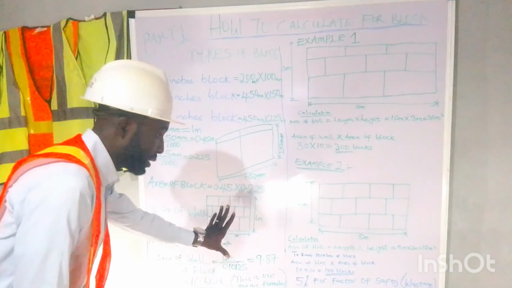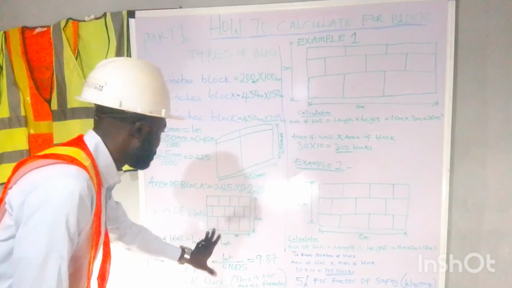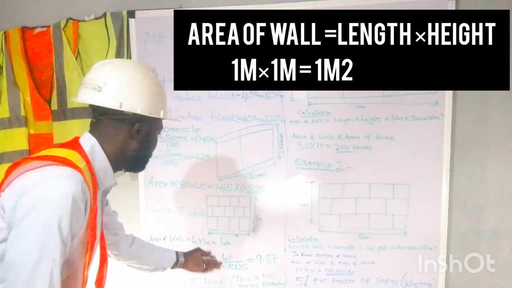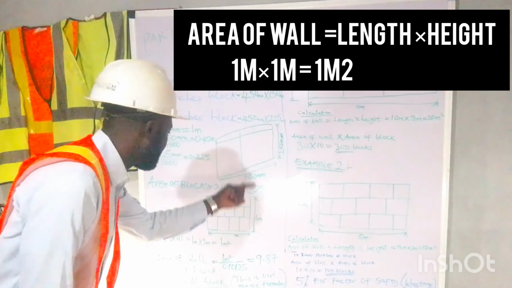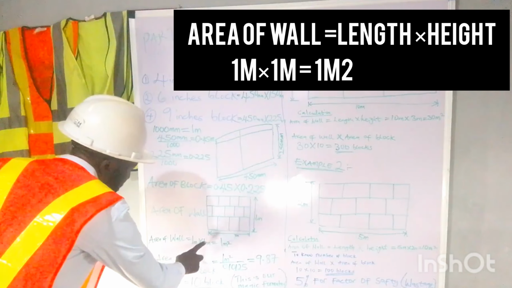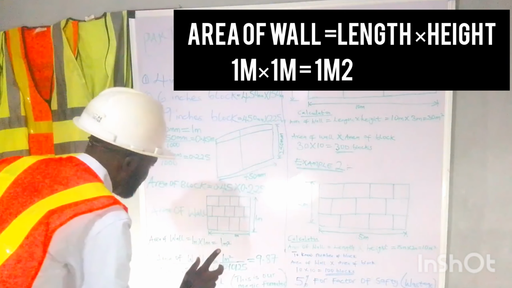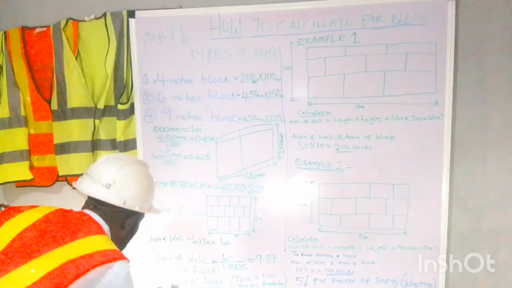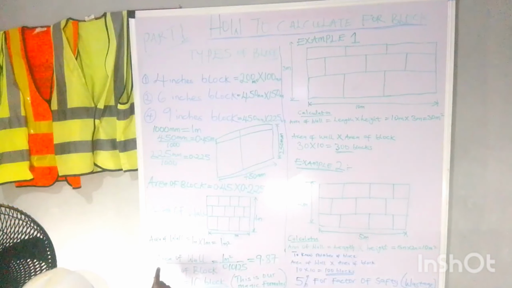Now, our area of wall. A very good example is what we use: 1 meter by 1 meter, which is 1 meter length by 1 meter height. Area of wall is 1 meter times 1 meter, which gives us 1 meter square. Then we say area of wall divided by area of block.